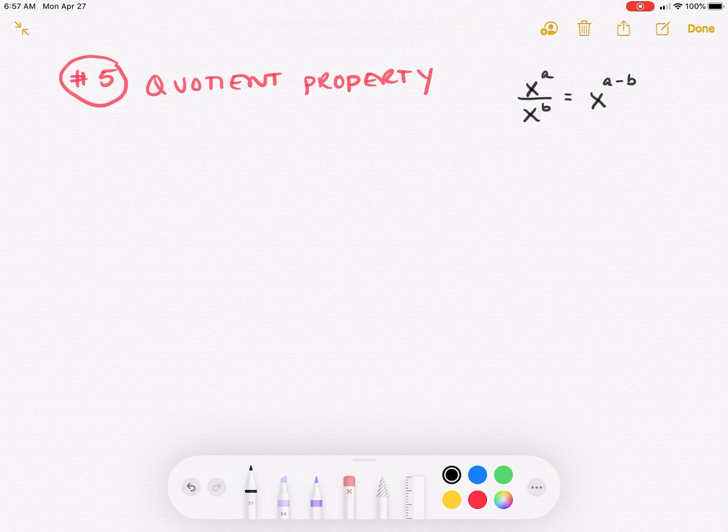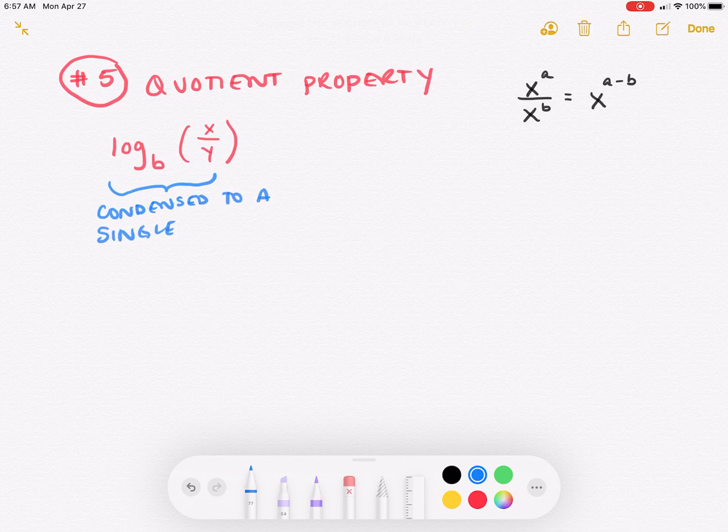But you will see, I don't think it's going to be surprising that we're going to see subtraction in this example. So this says that when I have log base b of the quotient of two terms, again for terminology, this side is condensed to a single log. And what that equals is log base b of the first term minus log base b of the second term.